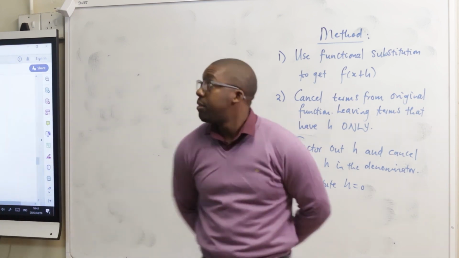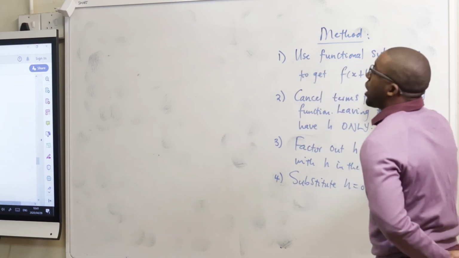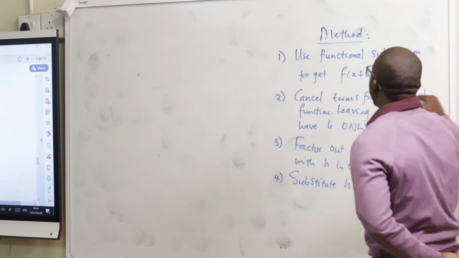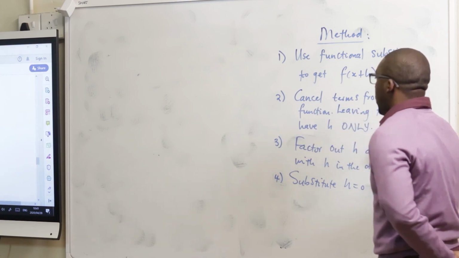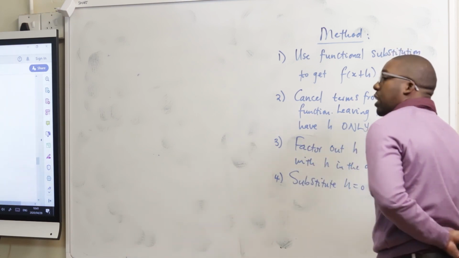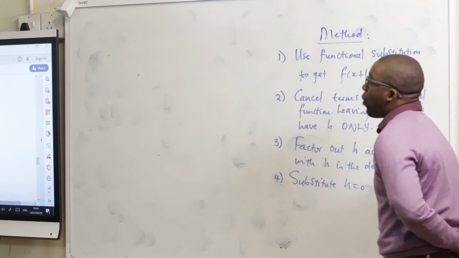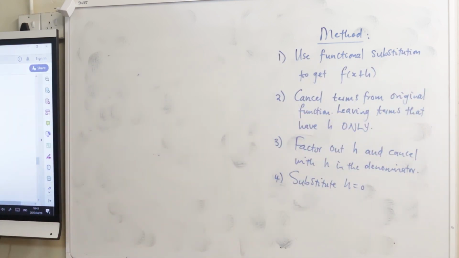So just to recap: use functional substitution to get f of x plus h. Cancel terms from the original function, leaving terms that have h only. Step number 3, factor out h and cancel with h in the denominator. And step number 4, substitute. We have done A. Let's proceed to do B.